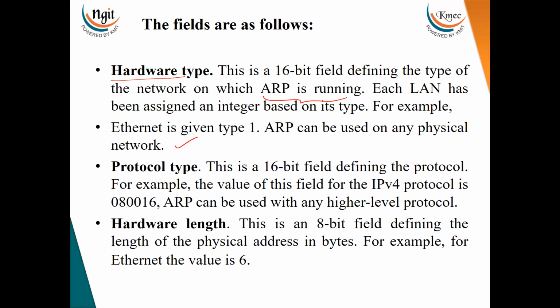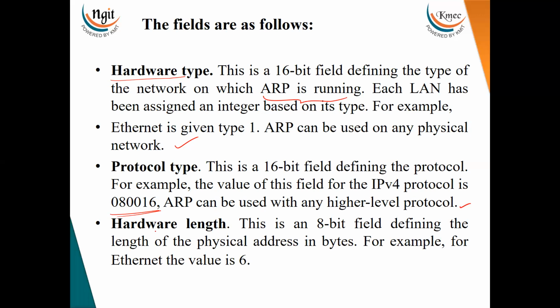The next one is the protocol type. This is a 16-bit field defining the protocol. For example, the value of this field for the IPv4 protocol is 0800 in hexadecimal. ARP can be used with any higher-level protocol.